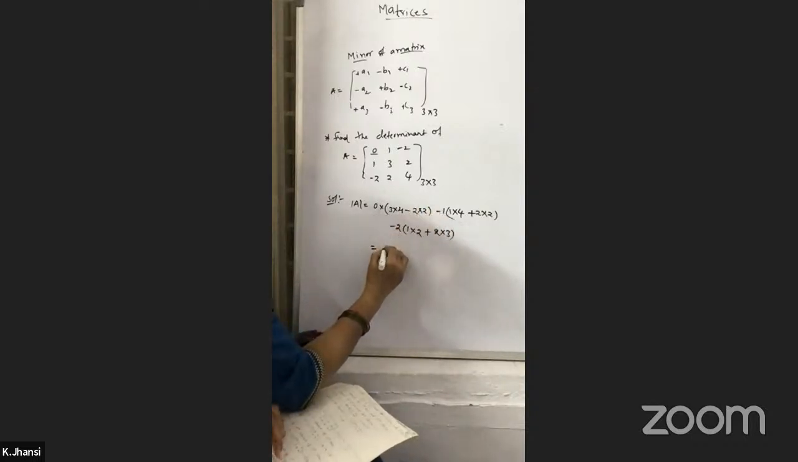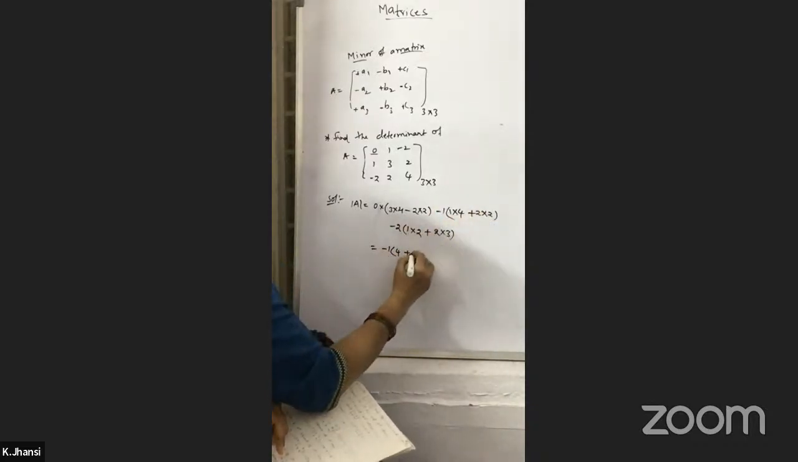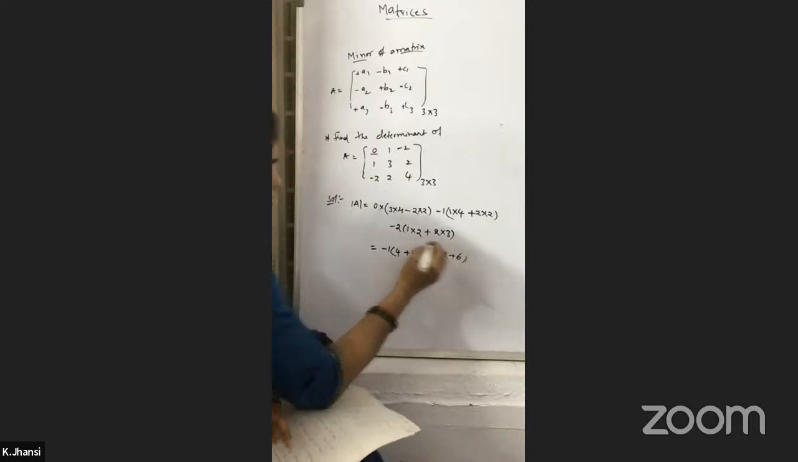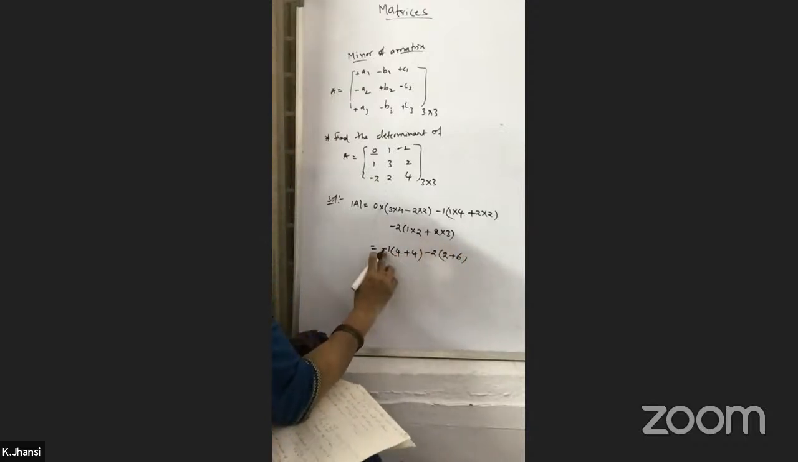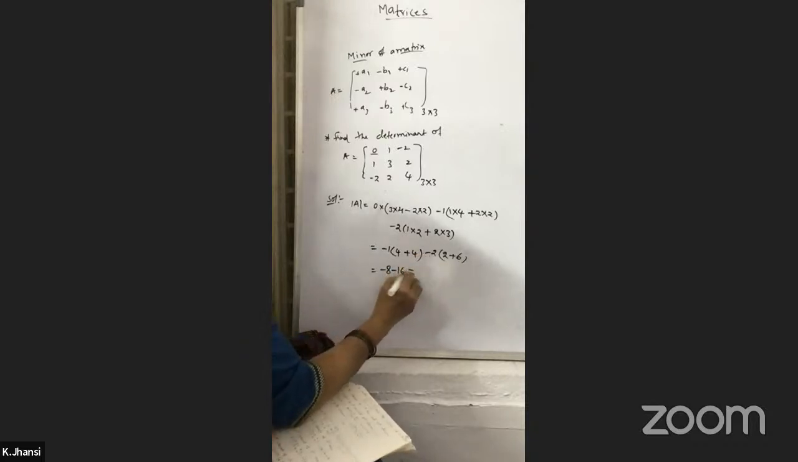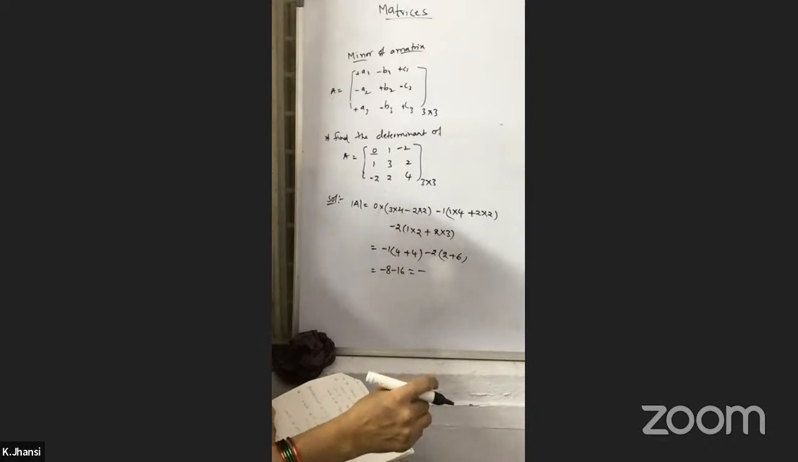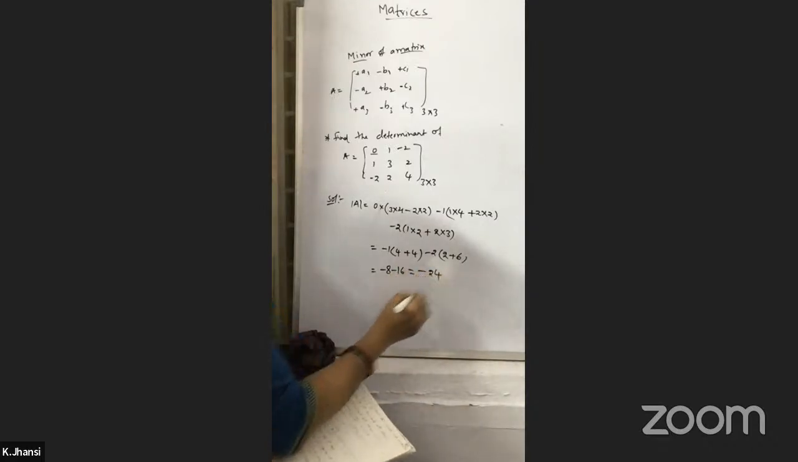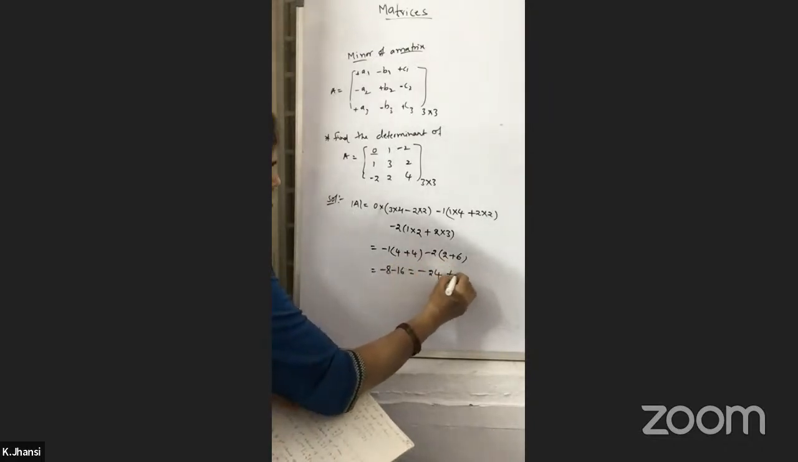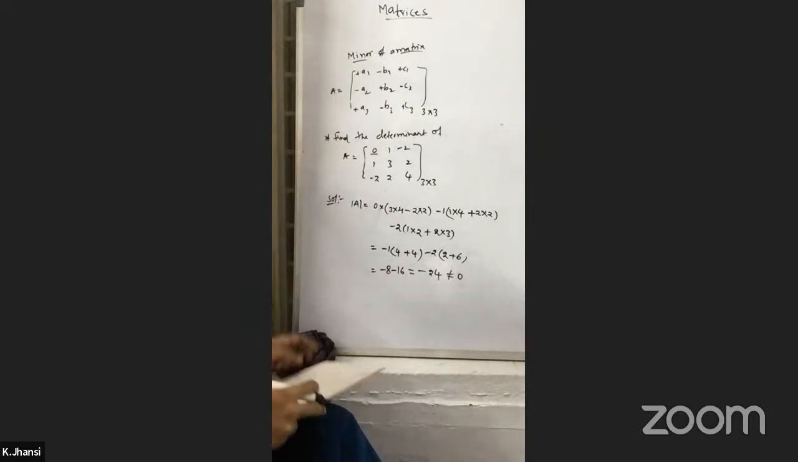Next, what we have? Minus 1 into 4 into 1 is 4, plus 2 2s are 4. Here, minus 2 into 1 into 2 is 2, plus 3 2s are 6. So 4 plus 4 is 8, minus 1 means minus 8. 6 plus 2 is 8, 8 minus 2 is minus 16. What we got? Minus 24. Okay. So this is minus 24 and this value is not equal to 0. So it is a non-singular matrix.